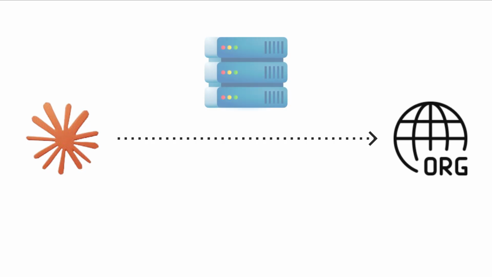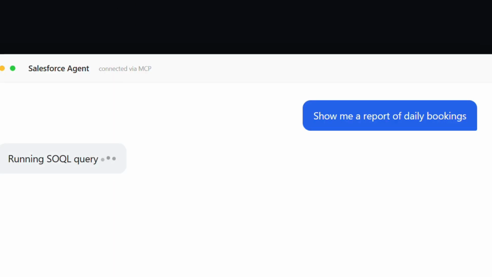Now let me make this concrete with a real example. What this looks like in practice. Here is a real example from Salesforce's own documentation. An AI agent, in this case Claude, is connected to a Salesforce org through the hosted MCP server. A user types, "Show me a report of daily bookings."